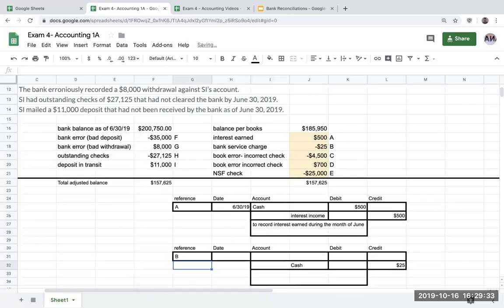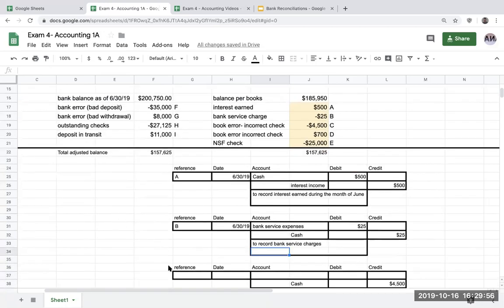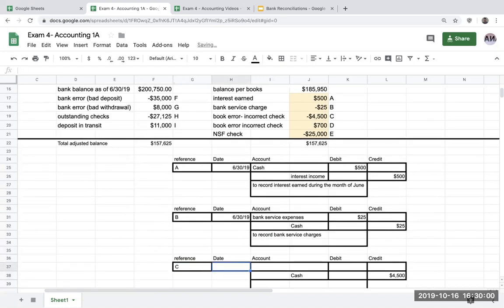My next one over here is for my bank service charge. For this one, I can just call it bank service expenses or bank service fees. I'll debit that there for 25, and this will be to record bank service charges. That's it.